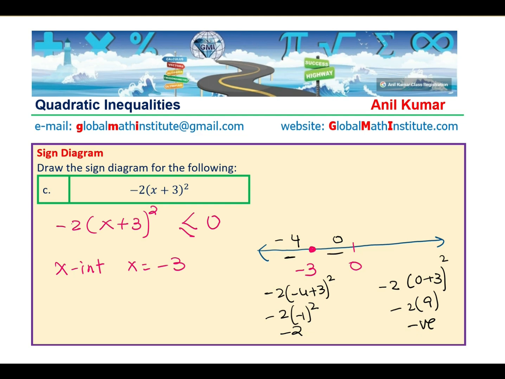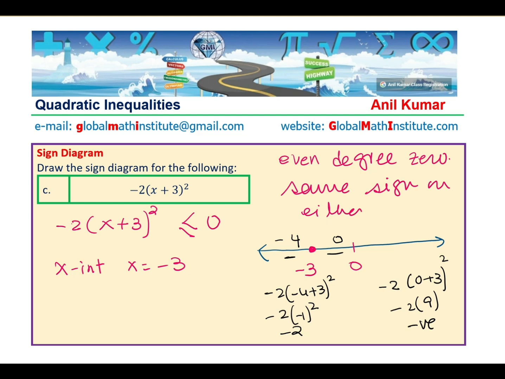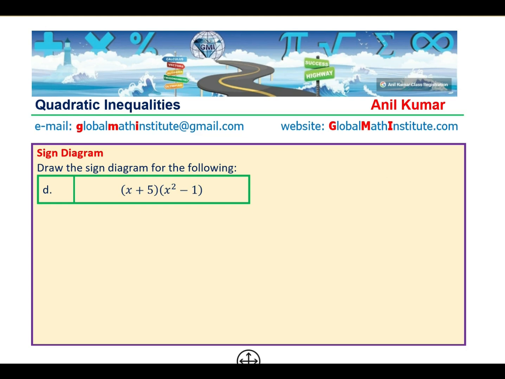So what we learn here, that if we have an even degree 0, in that case, same sign on either side. So, these things, they really help you to find quick answers, correct? Let's move on and take up the next question.